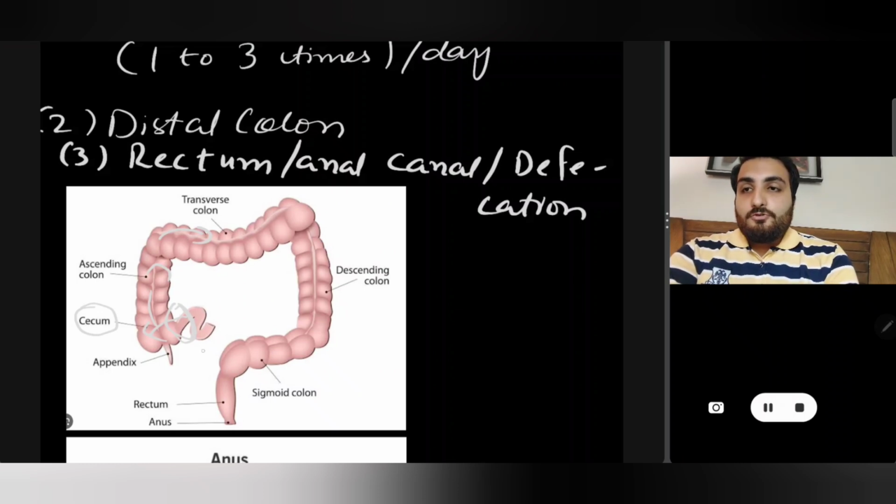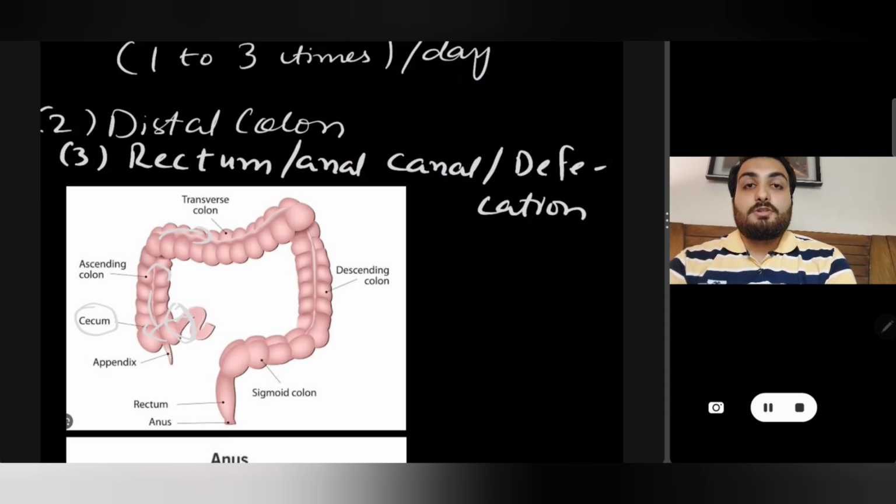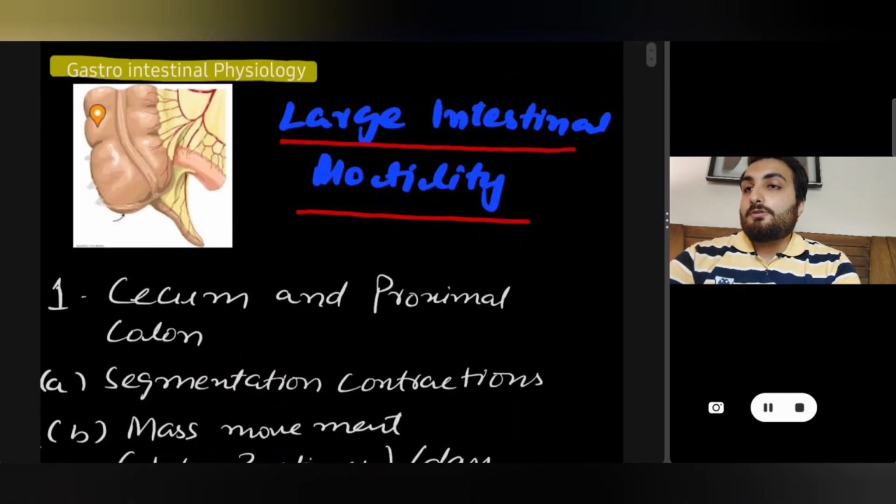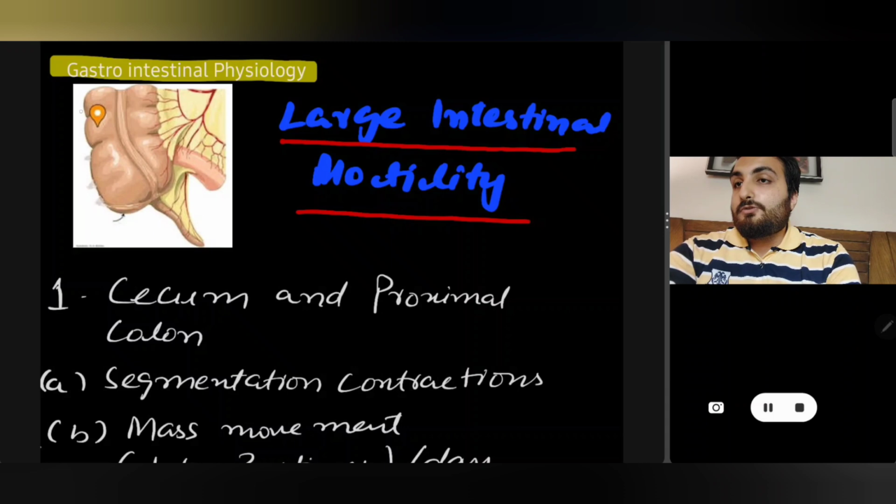Once it starts moving to the proximal colon, there are some contractions known as segmentation contractions, which create segments in the large colon, giving the appearance of haustra. Here I'm going to discuss the haustra. This is basically the appearance of the hausta. This is one segment, this is another segment, and so on.